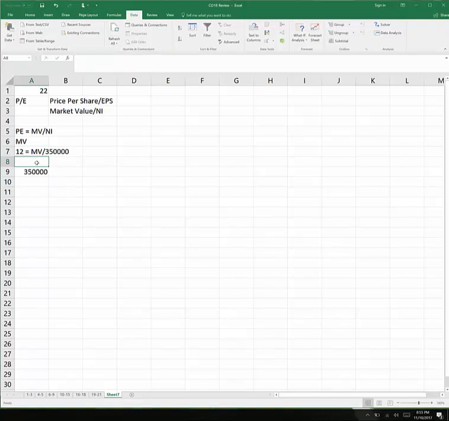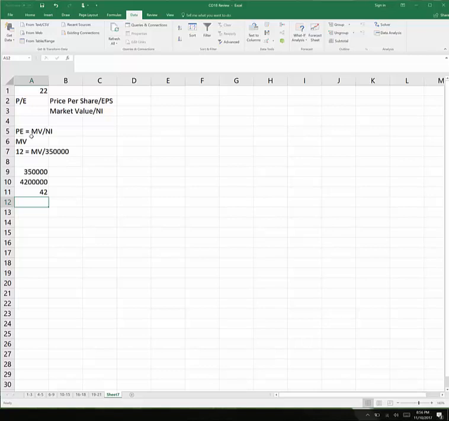So to find our market value then, we're going to take 12 multiplied by the 350,000. So we get 4.2 million. Now we just divide that by the number of shares, which is 100,000, to get the $42 per share price.